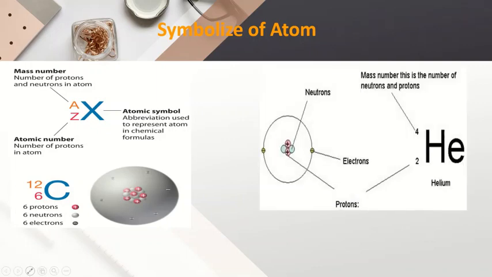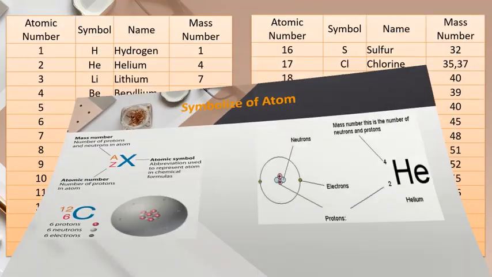Another example, it is helium atom, and it can be written with its atomic number 2 and its mass number 4. So you can symbolize helium atom this way. The symbol of helium, and here is its atomic number, here is its mass number. In this way, you can symbolize an atom by using its atomic number and mass number.